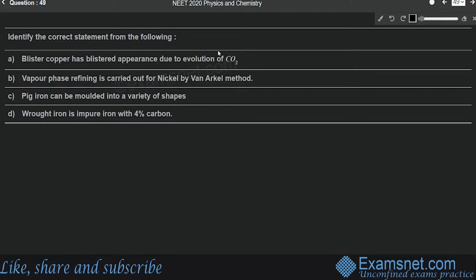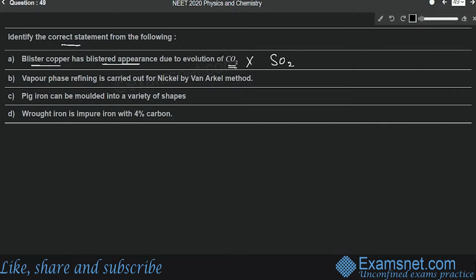Question number 49 is from the chapter General Principles and Processes of Isolation of Elements, and the question is: identify the correct statement from the following. The first statement is blister copper has blistered appearance due to the evolution of carbon dioxide. This is an incorrect option because the blistered appearance of the solidified copper is due to the evolution of sulfur dioxide, not carbon dioxide.